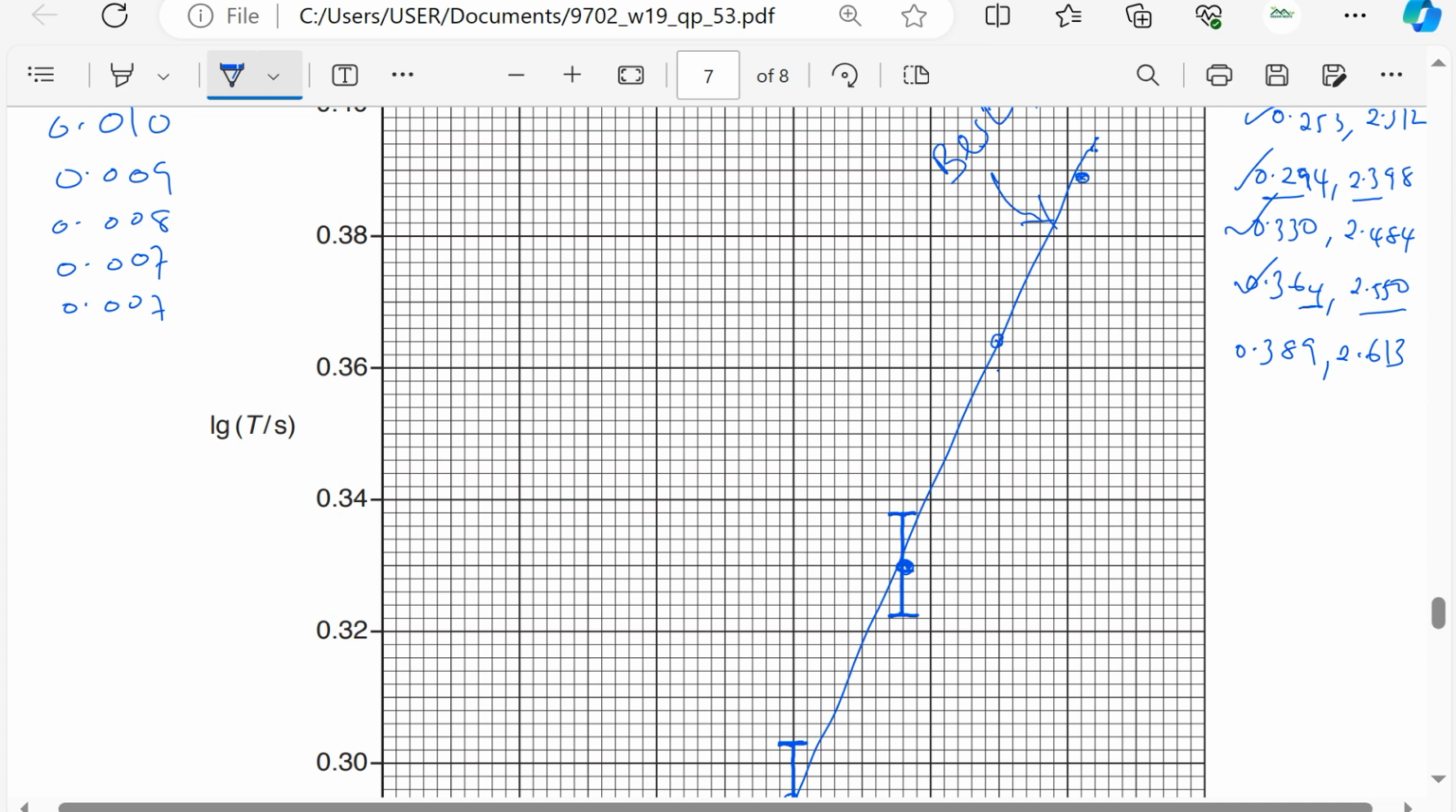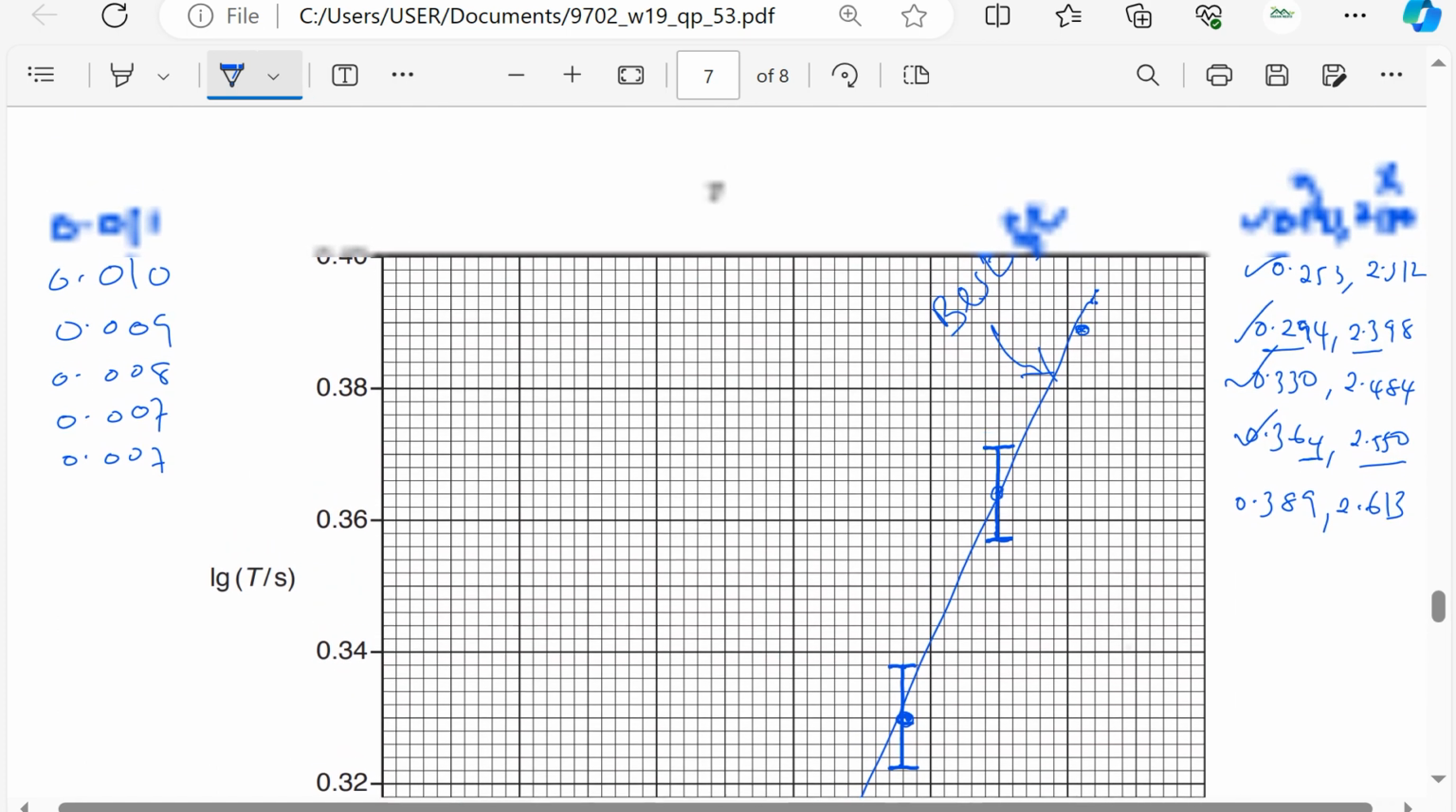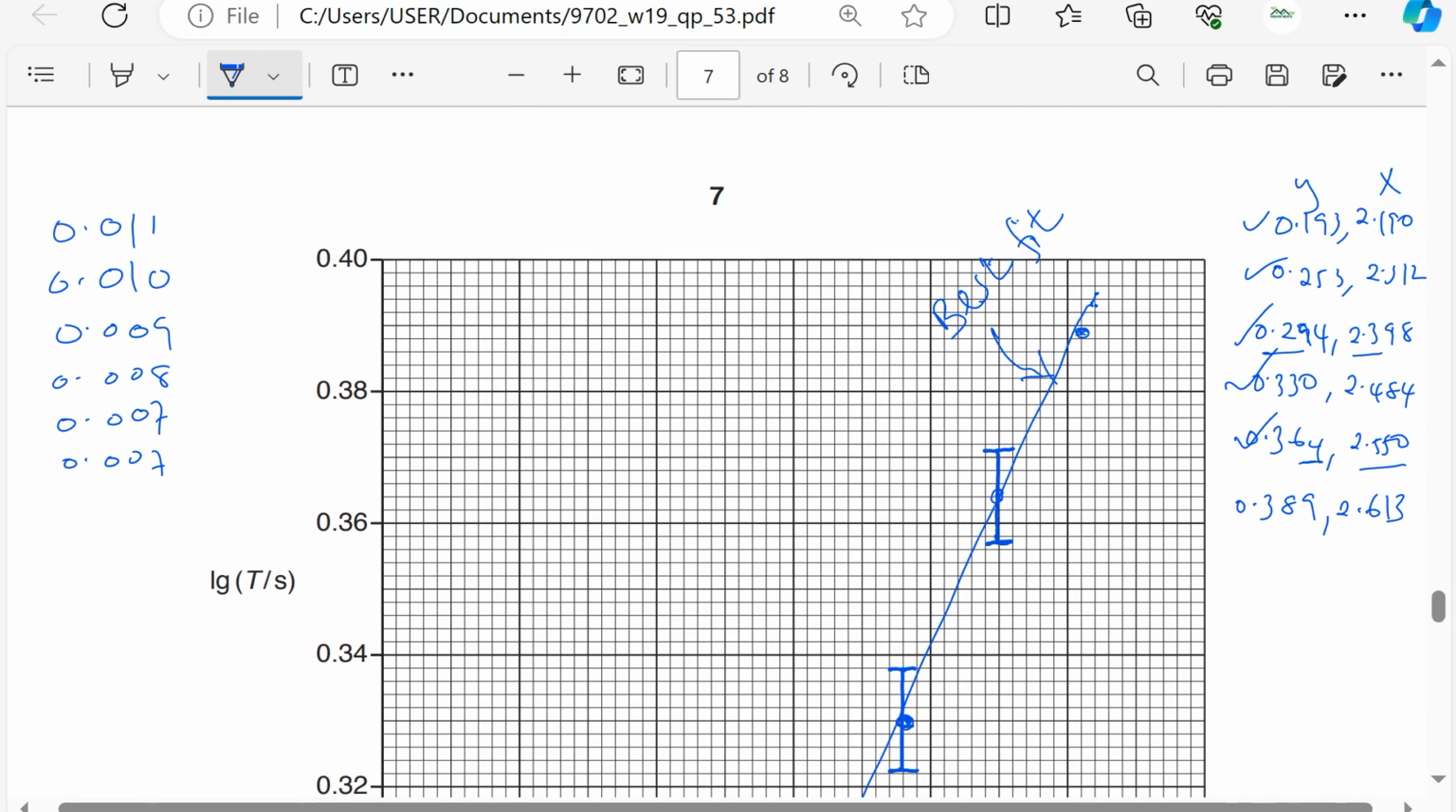Then the next one is 0.007. I think those are 3.5 boxes. So we have 1, 2, 3.5 below, and 1, 2, 3.5 above. Please use a ruler for these horizontal lines, which I'm drawing freehand, because I'm drawing on a computer. And I draw the vertical error bar. That would be the bar. Then the last one is also 3.5 above and 3.5 below.